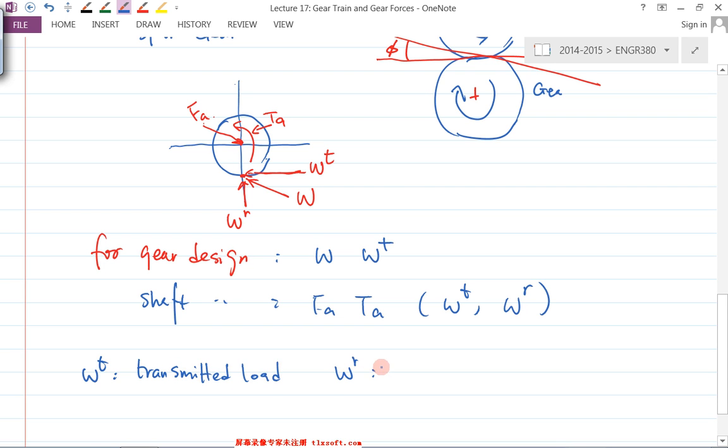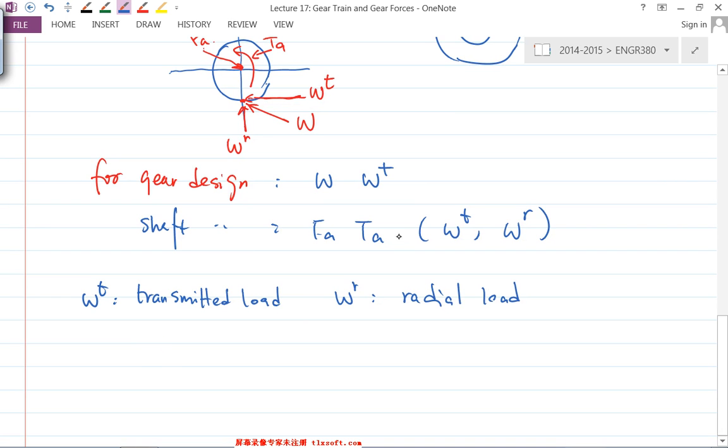And WR here is called the radial load. The radial load doesn't generate any torque, right? So the torque T, as you can see now in this case, in terms of the WT, should equal WT times half of the diameter, right? That'll be your torque.